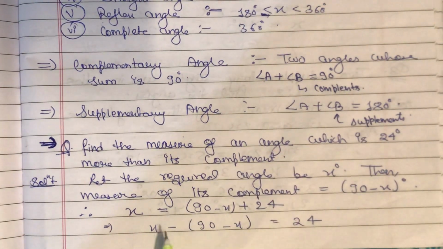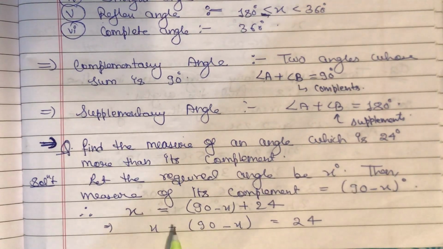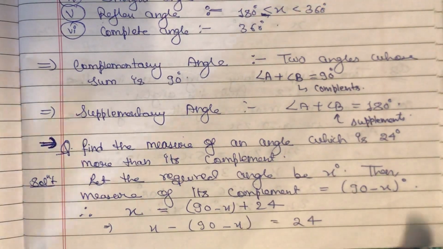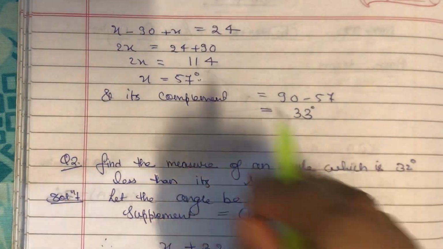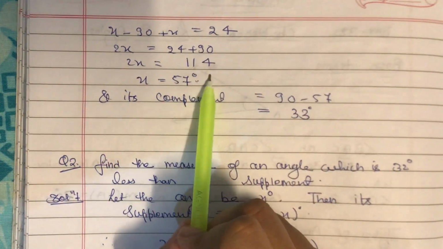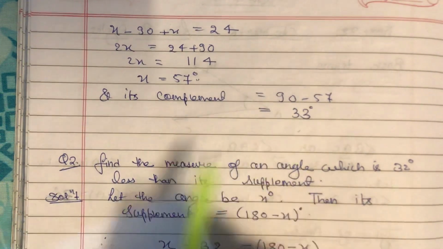So if we solve it, this 90 minus x entire will come to LHS. It will be x minus (90 minus x) equals 24. When you solve it, you will get the value of x as 57 degree and its complement is 90 minus 57, which is 33 degree.